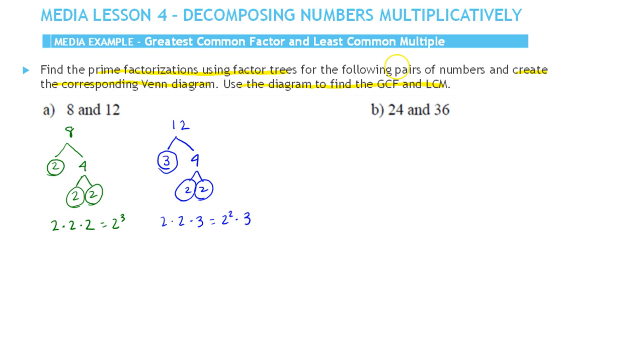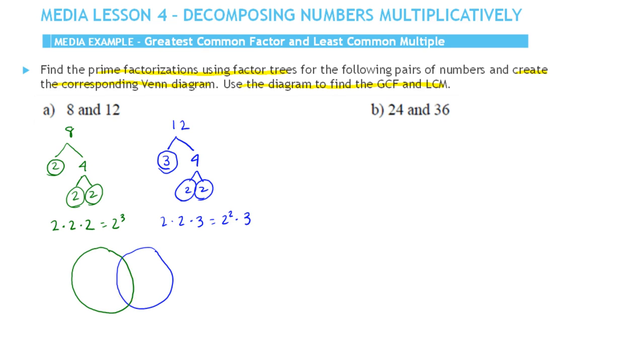Now we're going to create the corresponding Venn diagram. So let's see what this looks like. So a Venn diagram is a way of representing what two sets have in common and don't have in common. So I drew a green circle. I'm going to use that for 8, and a blue circle that I'm going to use for 12. And notice I drew them so that they overlap.